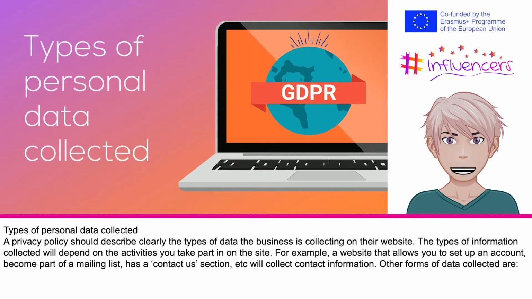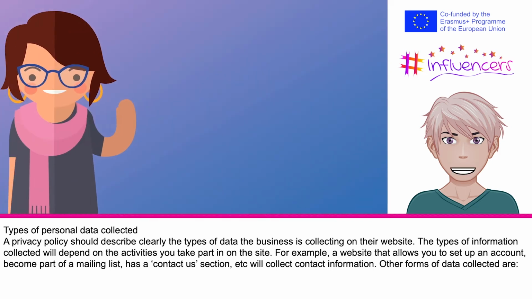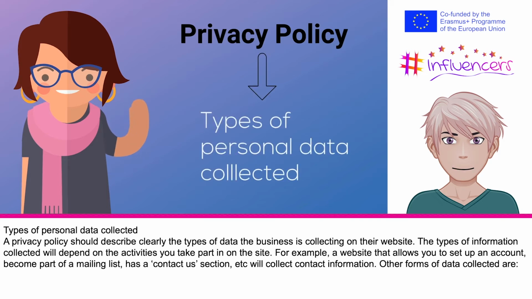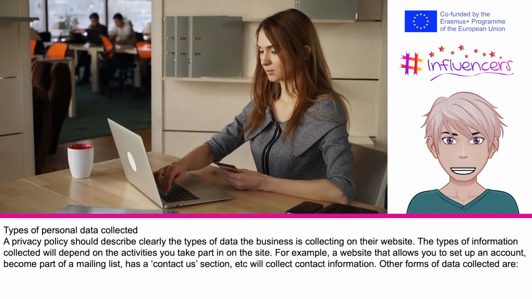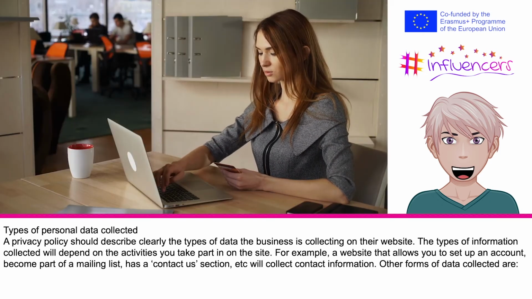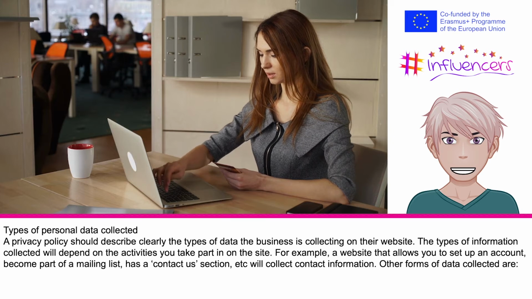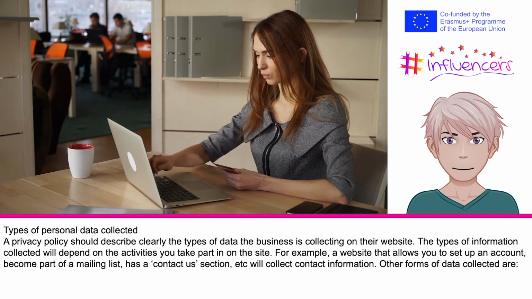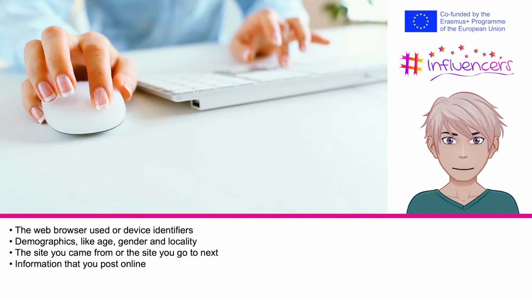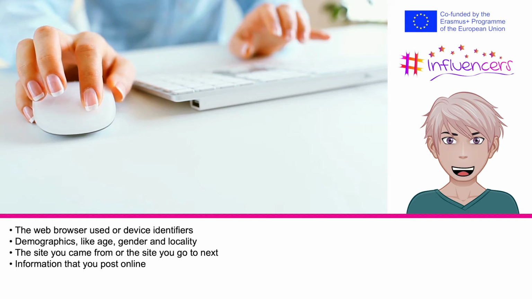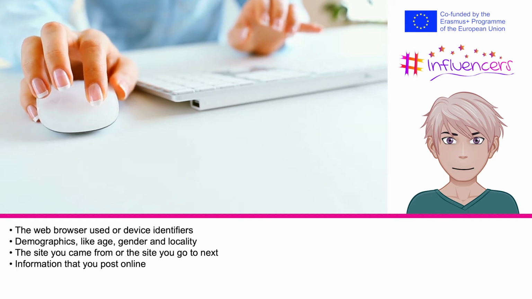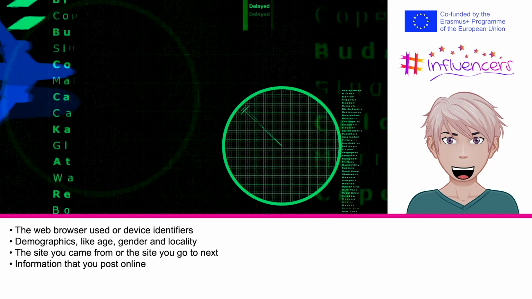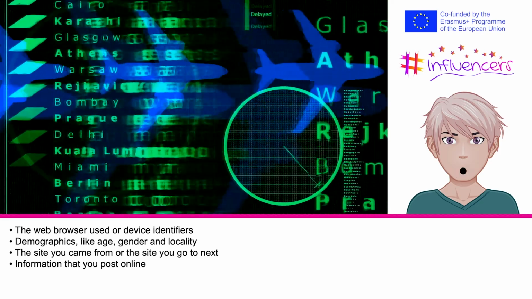Types of personal data collected. A privacy policy should describe clearly the types of data the business is collecting on their website. The types of information collected will depend on the activities you take part in on the site. For example, a website that allows you to set up an account, become part of a mailing list, has a contact us section, etc., that will collect contact information. Other forms of data collected are the web browser used or device identifiers, demographics like age, gender, and locality, the site you came from or the site that you go to next, and information that you post online.